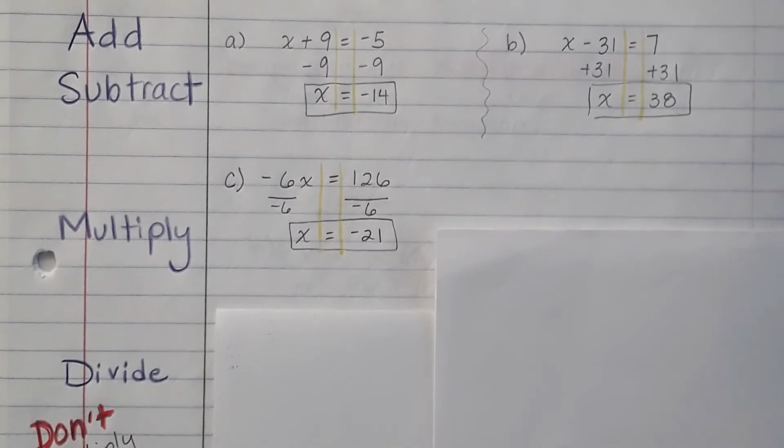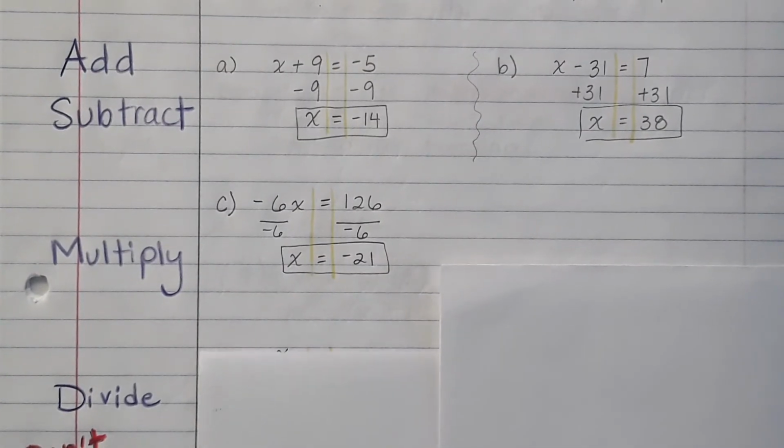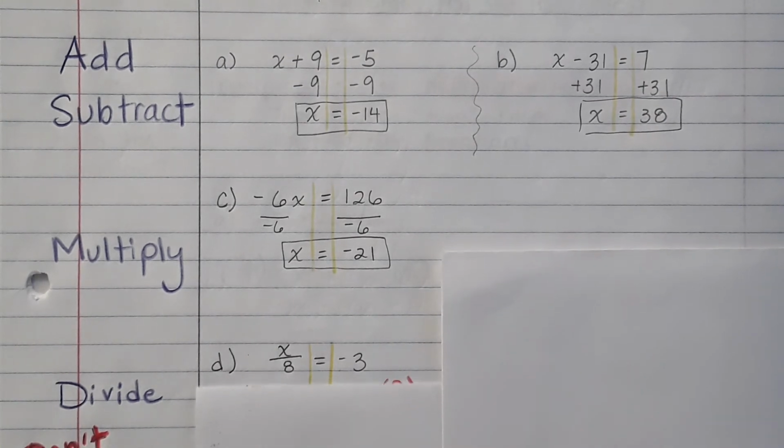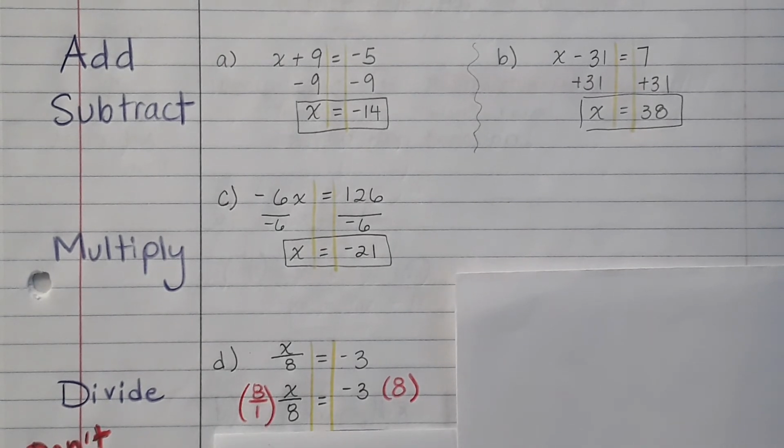Let's look at how to properly set up a division problem. Example D, x divided by 8 equals negative 3. What's being done to x? Divide by 8. So the inverse is to multiply by 8.